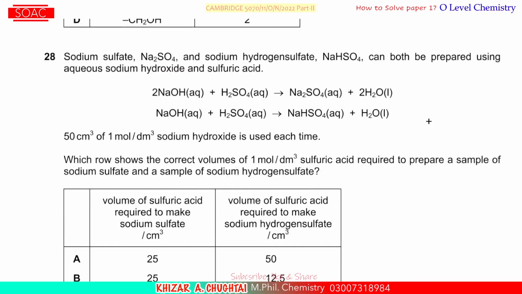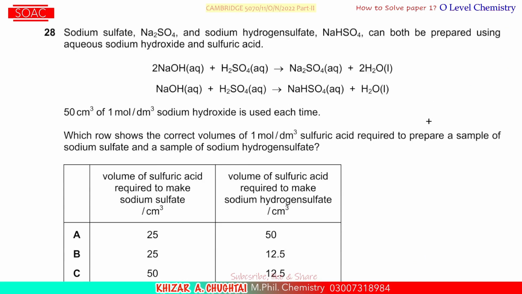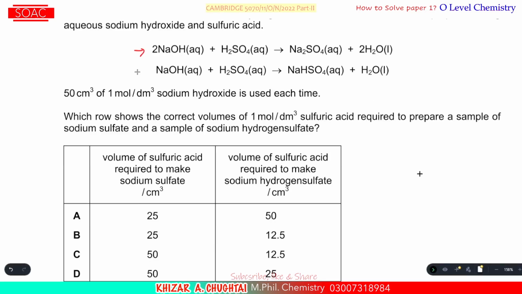Question number 28. Sodium sulfate and sodium hydrogen sulfate can both be prepared using aqueous sodium hydroxide and sulfuric acid. Here are 2 equations. One is 2 moles of sodium hydroxide with 1 mole of H2SO4 to make sodium sulfate and H2O. The second is 1 mole of sodium hydroxide with 1 mole of sulfuric acid to make sodium bisulfate, or sodium hydrogen sulfate, plus water.